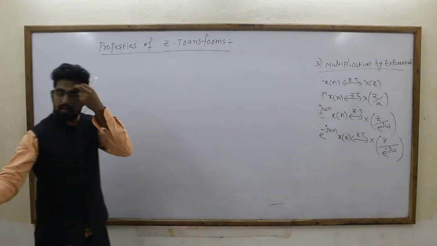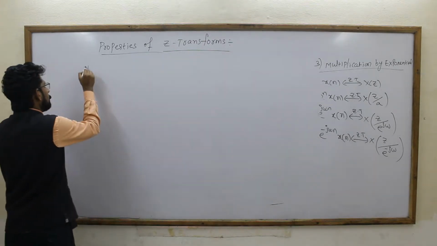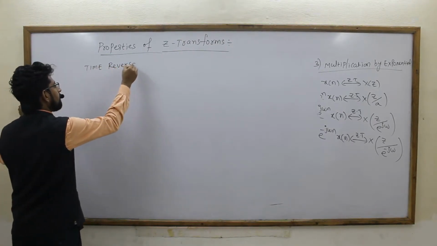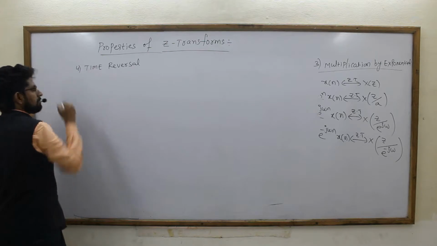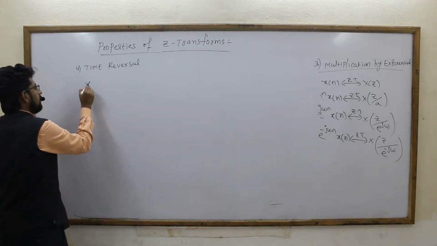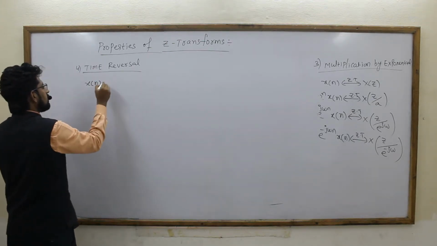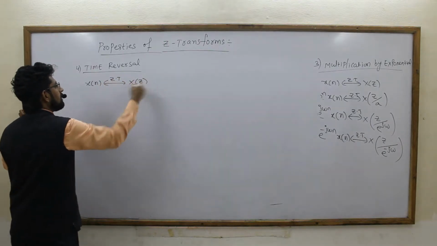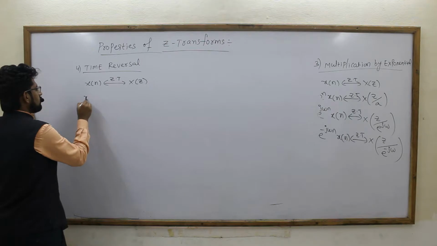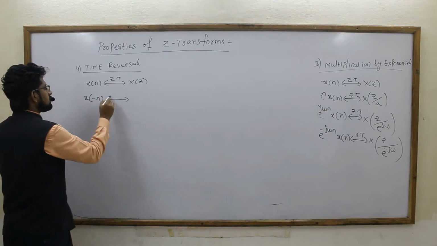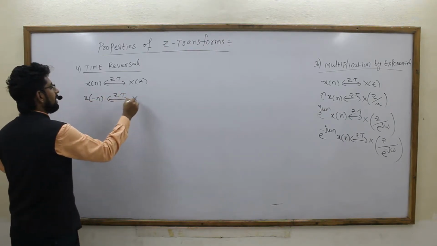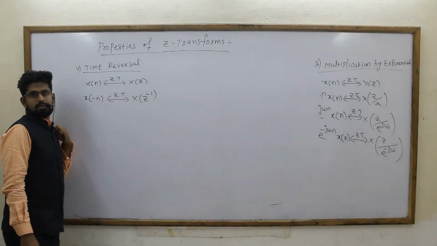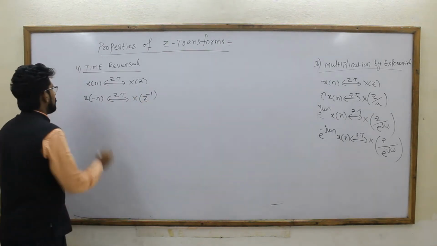Next one we have reversal. So property number 4, reversal. x of n whose Z transform is X of z. x of minus n has the Z transform X of z inverse, that is 1 by z. Okay, this is the time reversal property.